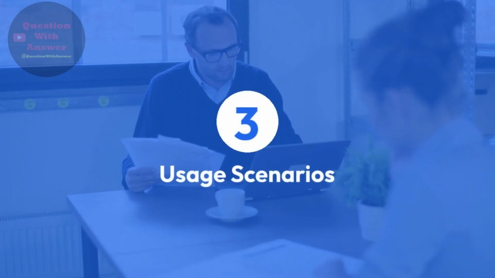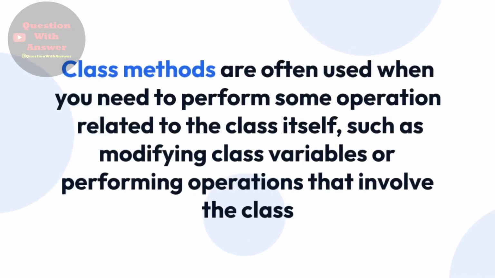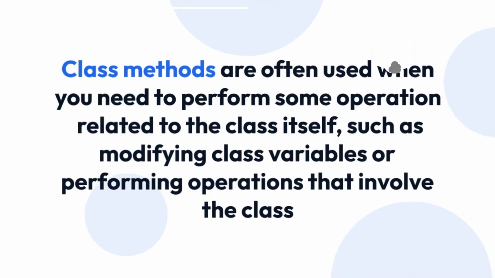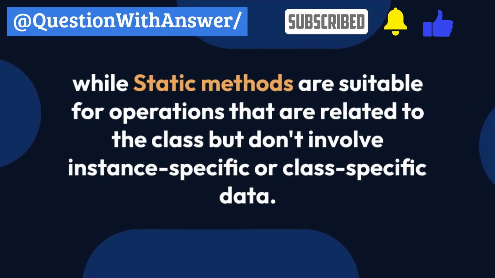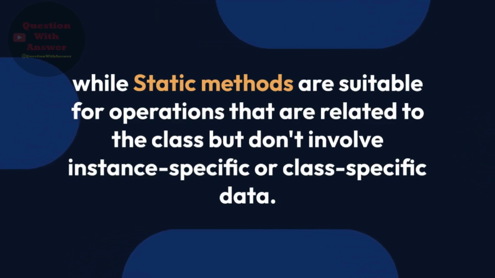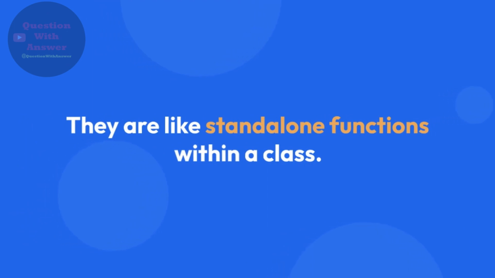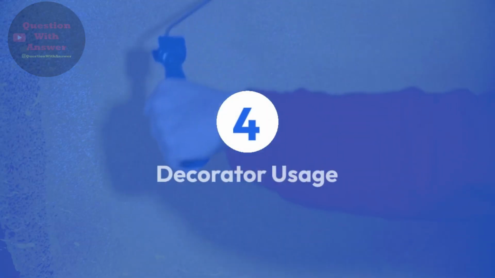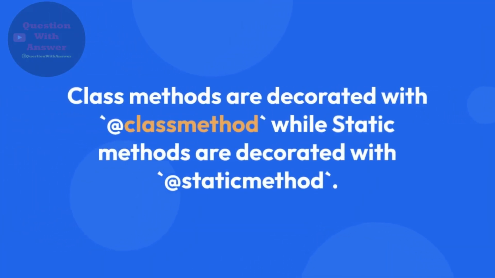3. Usage scenarios. Class methods are often used when you need to perform some operation related to the class itself, such as modifying class variables or performing operations that involve the class, while static methods are suitable for operations that are related to the class but don't involve instance-specific or class-specific data. They are like standalone functions within a class. 4. Decorator usage. Class methods are decorated with @classmethod, while static methods are decorated with @staticmethod.